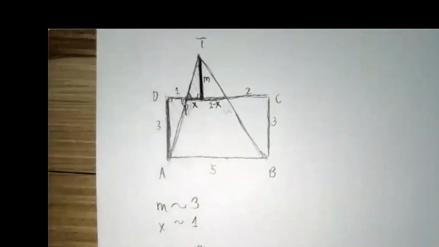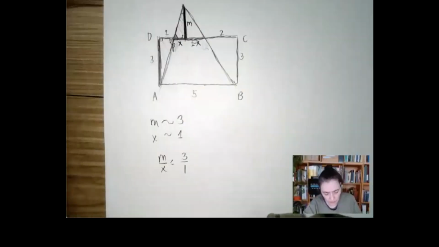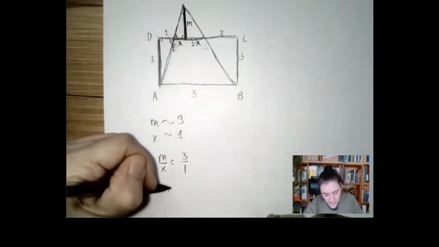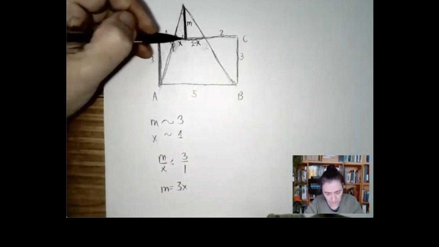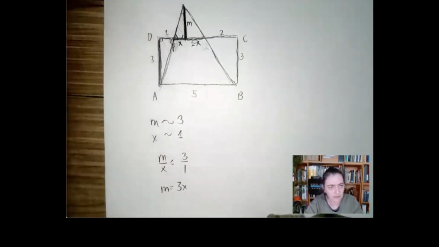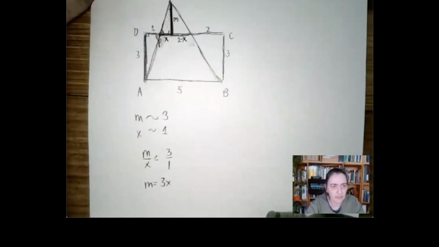So we can write M over X is 3 over 1. Or M is 3 times X. And that kind of makes sense. X has to be tripled, so it matches M. That looks reasonable given the picture. And then we rinse and repeat.